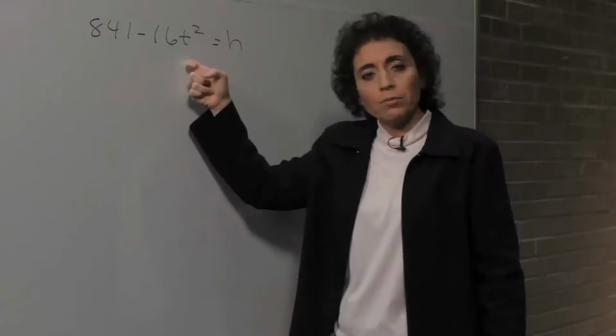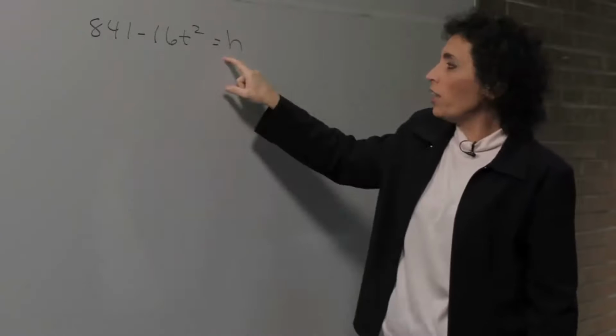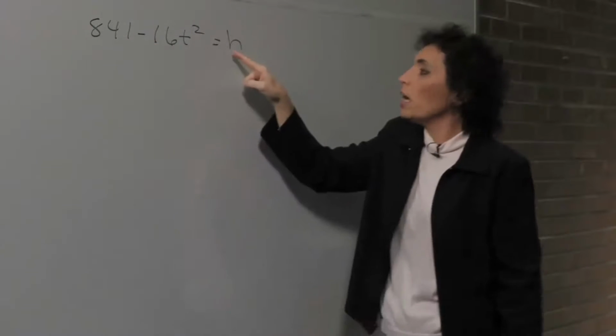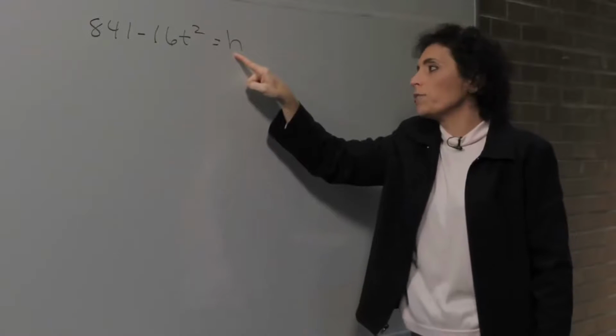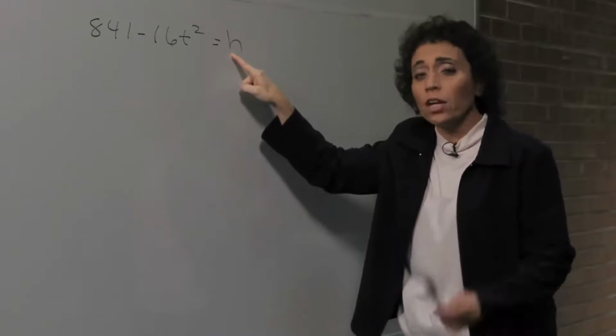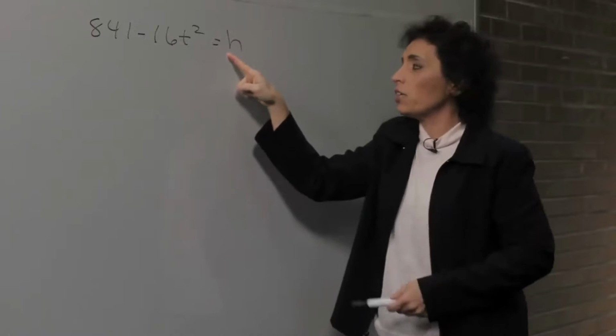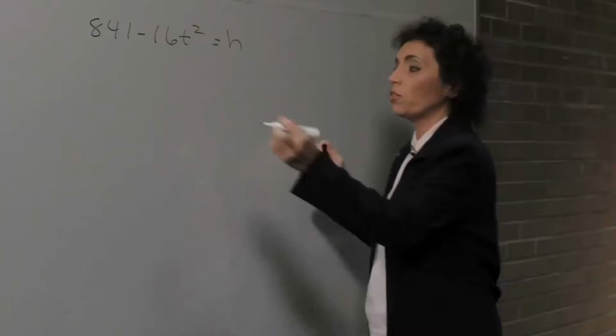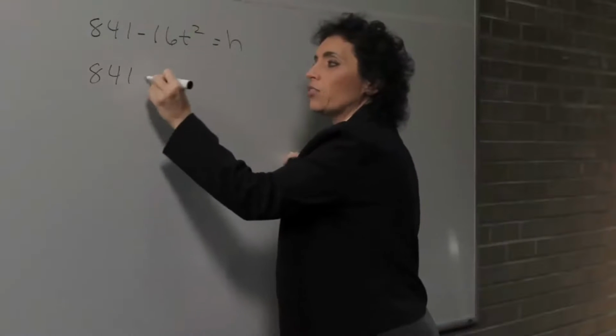Remember, we were dropping an object off this building, and t stood for time, and this whole equation told me the height off the ground the object was. And remember, we wanted to know how long it will take for the object to hit the ground. We talked about this in the last lesson, that if it hit the ground, that means it's not off the ground, so the height would be 0. So obviously we're solving this then.